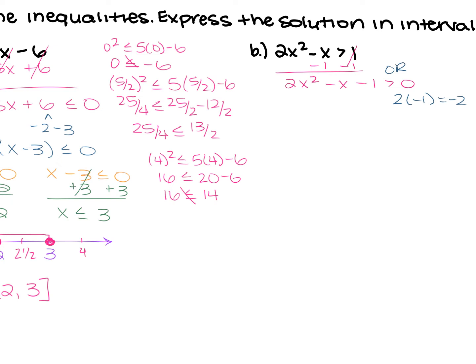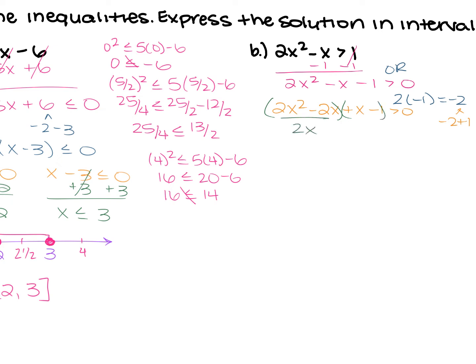Your factors of -2 that add up to be -1 are -2 and +1. So this is going to give us 2x squared minus 2x plus x minus 1 is greater than 0. You have 4 terms, so we'll factor this by grouping.